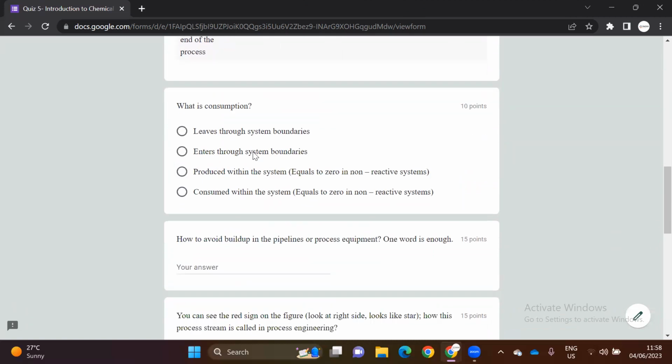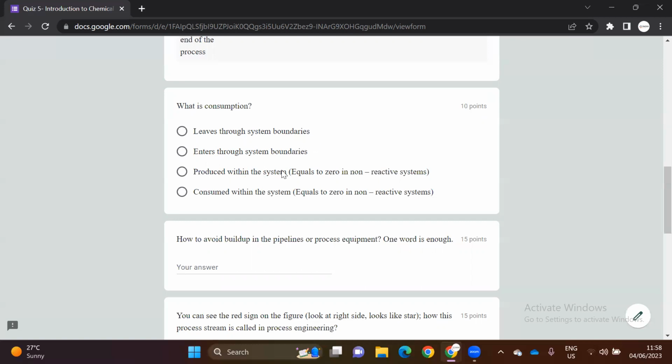So what's consumption? We said that in the general mass balance equation, we have inlet, outlet, consumption, generation, and accumulation, right? What is inlet? Inlet is what enters through the system boundaries. Outlet is what leaves through system boundaries. That's also correct. This is inlet and outlet.